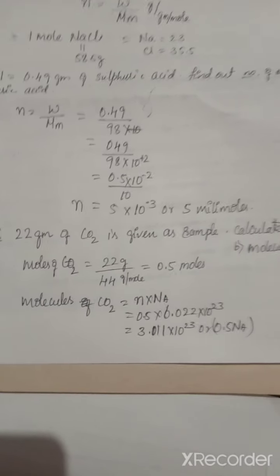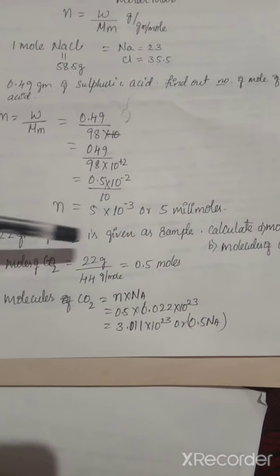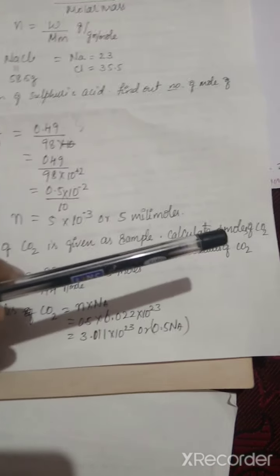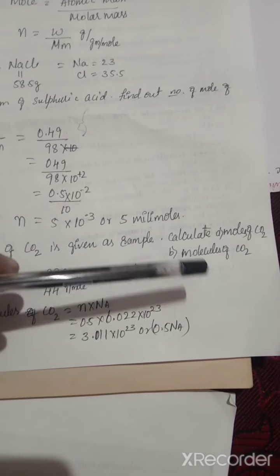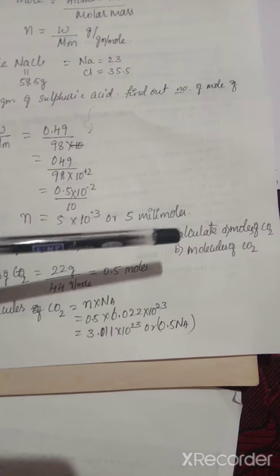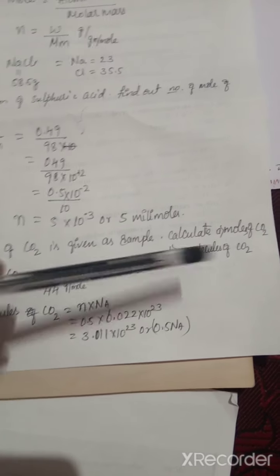Here one more question is there, that is 22 gram of carbon dioxide is given as a sample. Calculate the moles of CO2 and molecules of CO2. Two questions are there: first, moles of CO2, how we calculate the moles, and second, molecules of CO2.